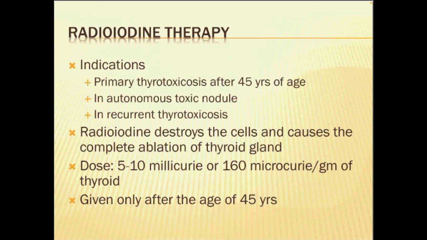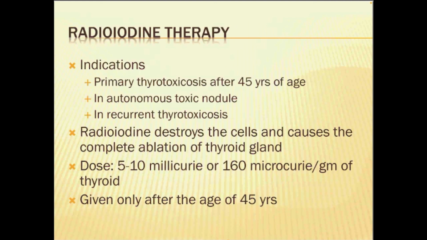Radioiodine therapy, what it means: you will go for iodine 123, which will be given by oral intake or by IV injection. It enters the circulation. This will be taken up by the thyroid gland for T3 and T4 production. When this radioactive iodine enters the cells, it releases radiation and causes destruction of the thyroid cells. This is the mechanism of how radioiodine therapy acts.